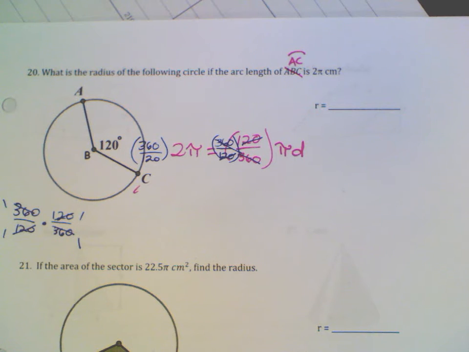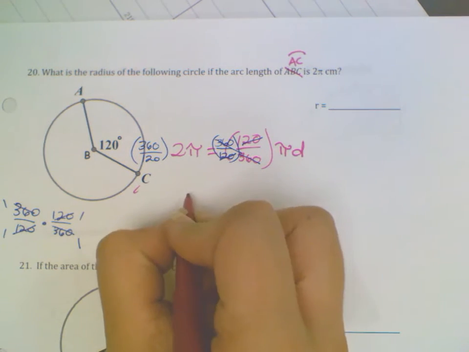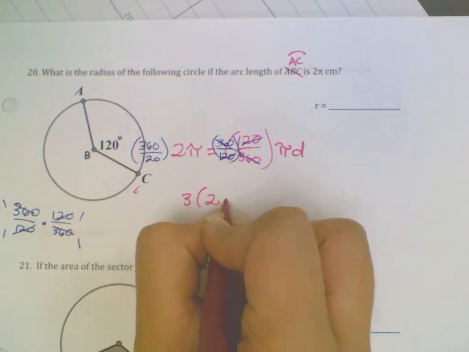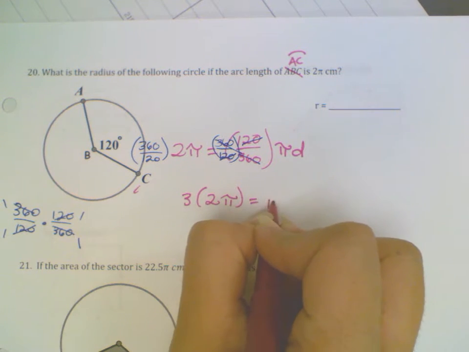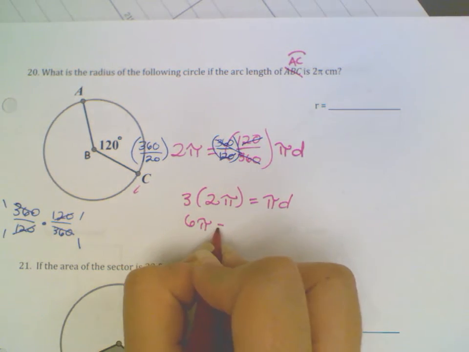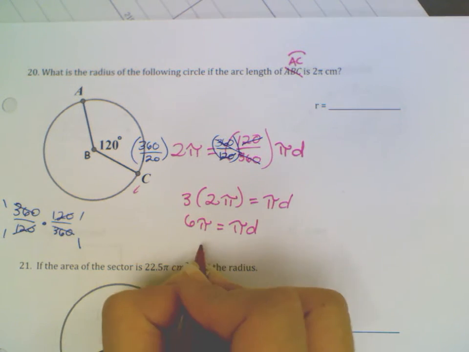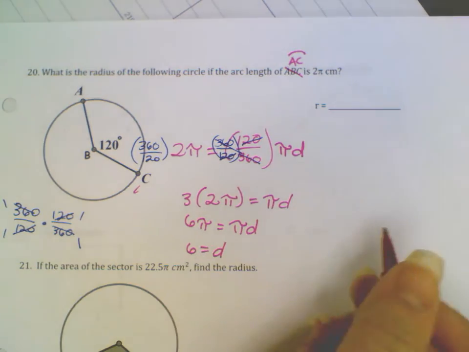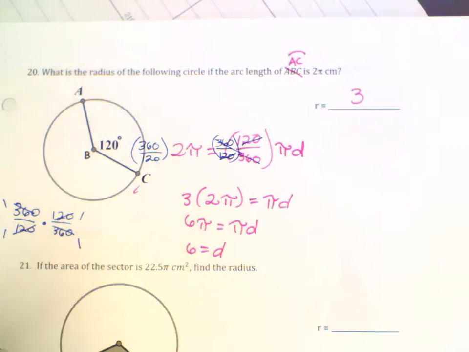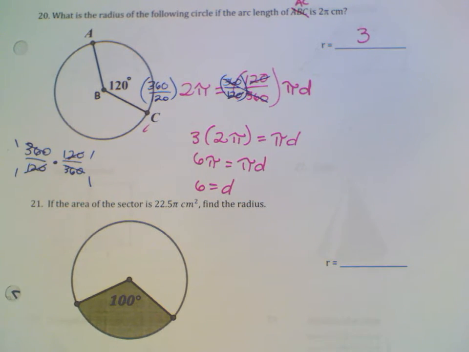So then when you do 360 over 120, you end up getting that this comes down to 3. So if I rewrite, I have 3 times 2 pi equals pi times the diameter. So 6 pi equals pi times the diameter. If I divide both sides by pi, I get 6 equals the diameter, and half of the diameter will be 3. Number 21 gives you the area of a sector and asks you to find the radius.